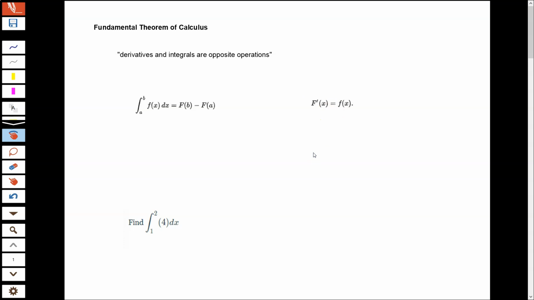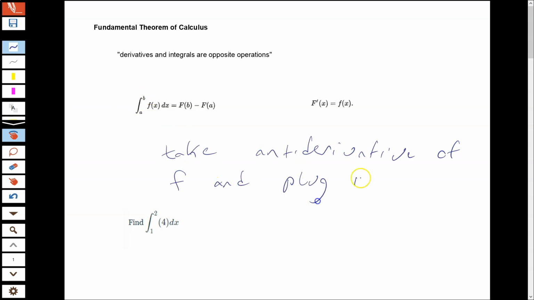So what this means is if we take an antiderivative of this function, that's how we evaluate the integral. Essentially what this says, in words, is we take the antiderivative of f, so this function inside the integral, and then we plug in the bounds and subtract. So that's the fundamental theorem of calculus. This is going to stay with us for a long time, as you could imagine with that word fundamental in there, right? So let's see what this looks like.